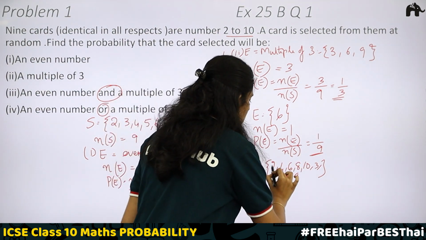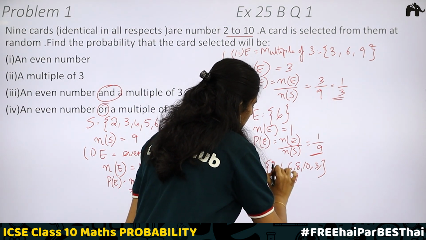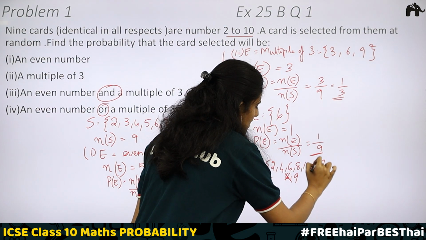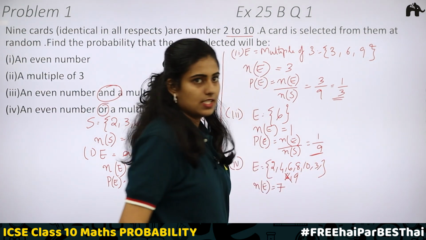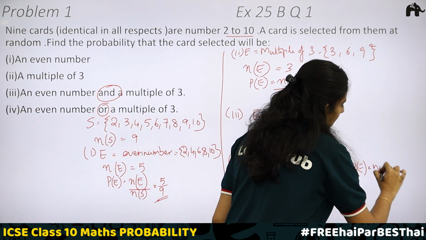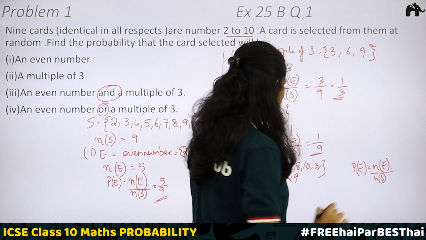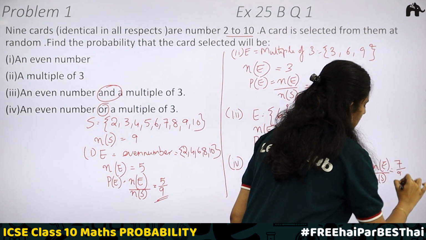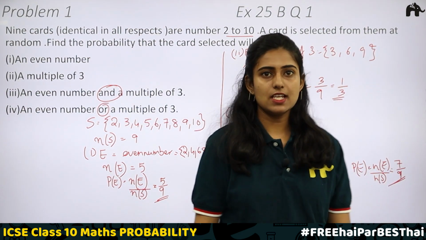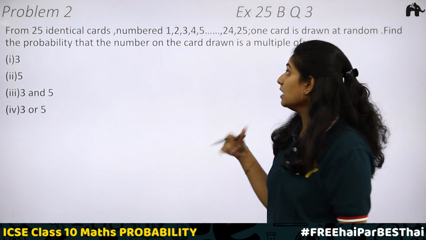Okay. Therefore, the number of events favorable will be 1, 2, 3, 4, 5, 6, 7. N of E is 7. Then the probability of the event will be N of E divided by N of S, which is equal to 7 by 9. The final answer is 7 by 9. 7 by 9 is the probability. Clear? Let's move on to the second problem.